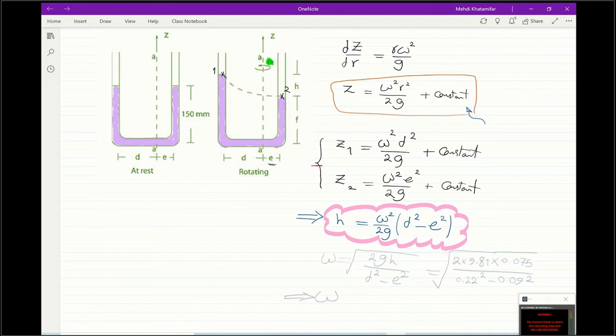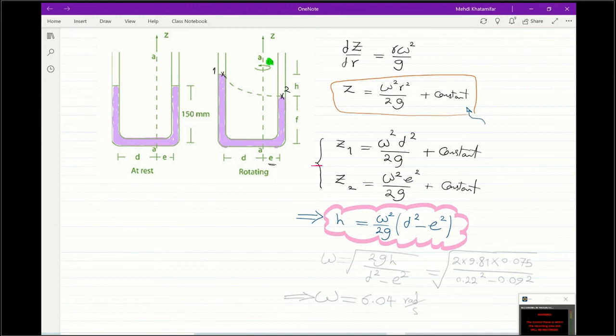Therefore, omega is going to be 6.04 radians per second. So it's all about finding the equation and having a strategy to get rid of the constant number, or finding the value of that constant number.